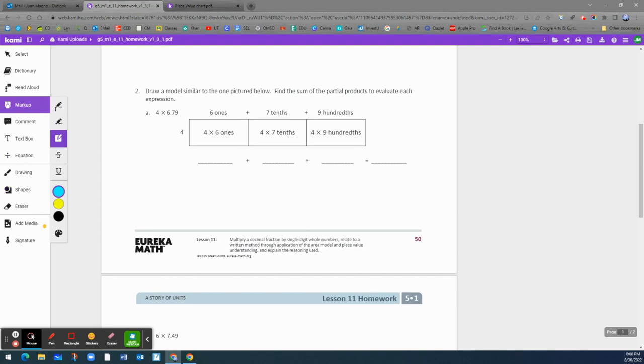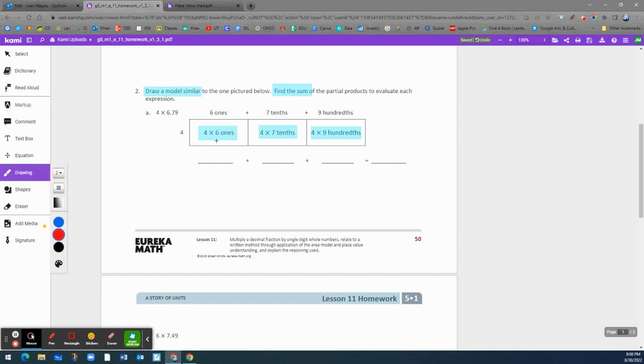And this is called the tape diagram. I don't know how many of you are familiar with it. So the model is already given to us here. Okay. And then it tells us to find the sum of the partial products to evaluate each number. So the sum of this is a partial product, partial product, partial product. Okay, so once those two factors are multiplied, the partial product is going to be written on the line below.